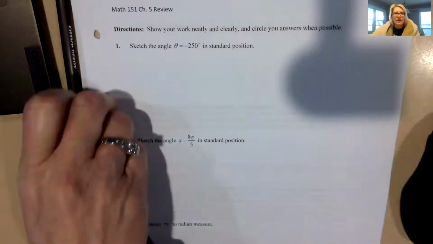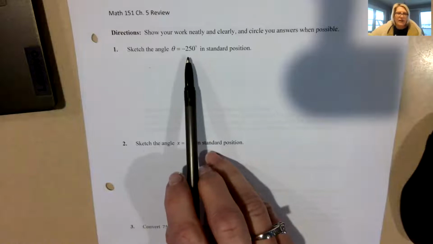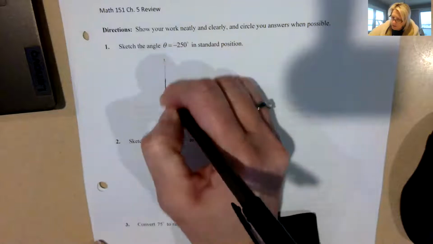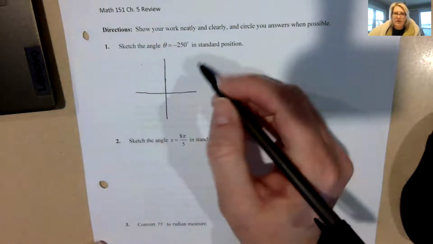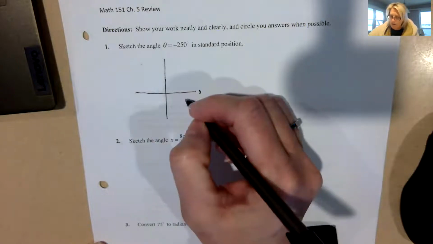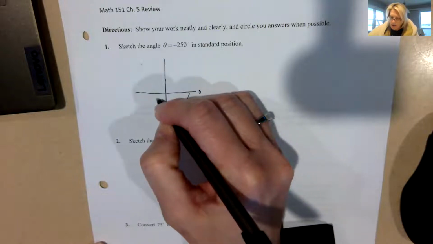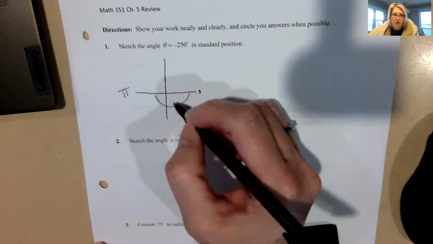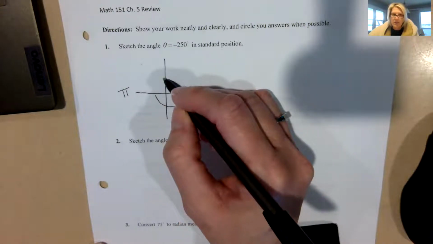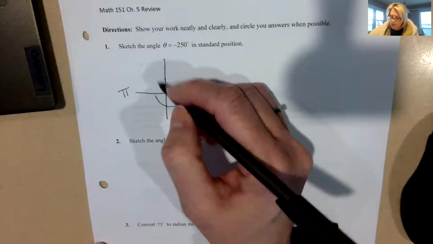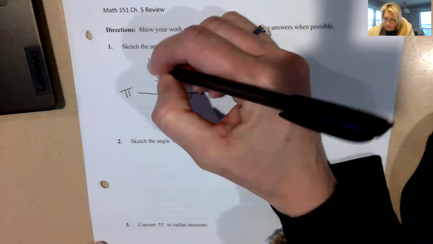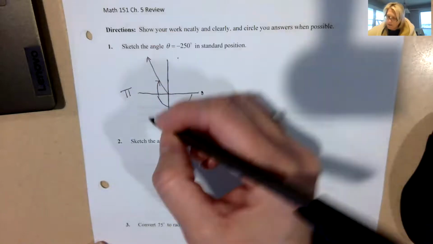Question 1 says sketch the angle theta as negative 250 in standard position. Because it's negative, we're going to start at 0 and go around clockwise. To here would be negative pi, which would be 180, and 180 plus 90 would be 270, so 270 would be here. So negative 250 is going to be right about here. So that is going to be theta.